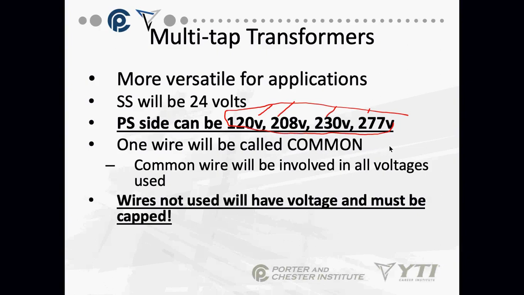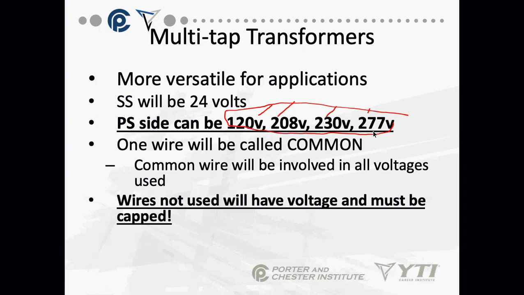And then there's another wire called common. You connect the common wire to one side of the primary circuit, to one side of the supply. You connect either the 120, 208, or whatever to the other side, and you have to wire nut the extra wires off because they actually do have an electrical charge.